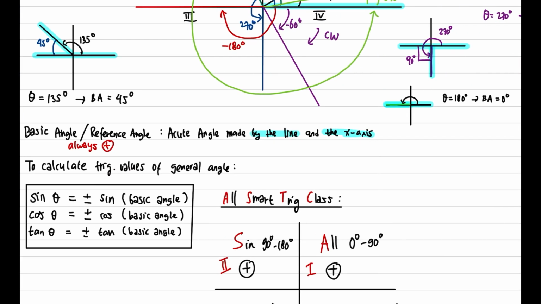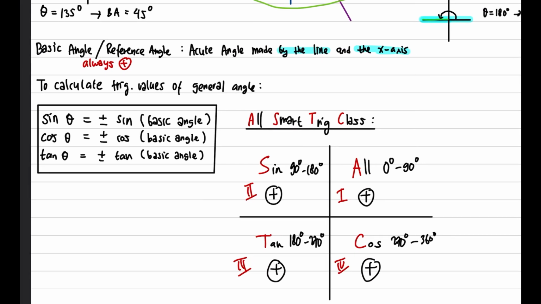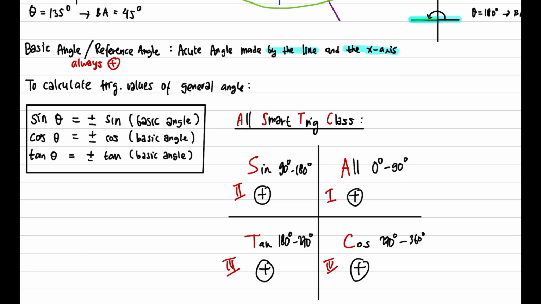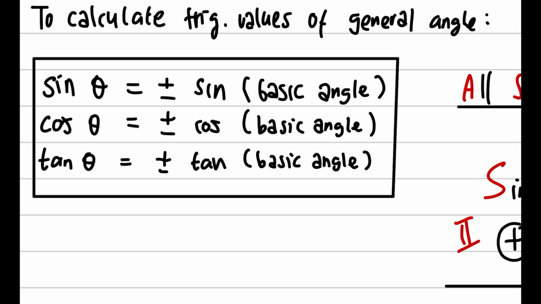Okay, if you know the basic angle for each theta that we have, now we can calculate the trigonometry value of any angle that you want. This is the formula. Sine theta equals plus minus sine of the basic angle. Cosine theta equals plus minus cos of the basic angle, and that is also the same for tangent.